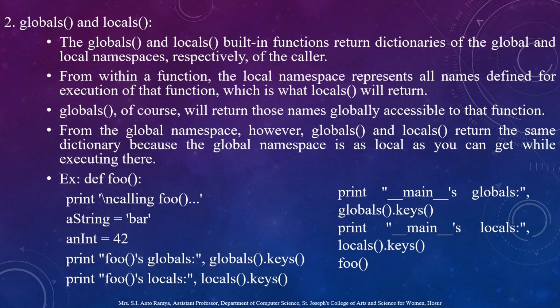def foo, print calling foo, a string is bar, and we are having an integer called 42. Inside this function called foo, whatever we are printing is going to be local. From here, we are going to try and access global keys and local keys. Whatever is there in the path will become the keys. Outside, you see main global keys and main local keys, and here only we are calling the function called foo.